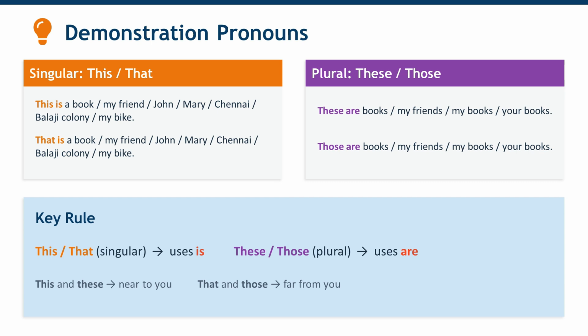These is used for things near to you. For example, these are books. These are my friends. Those is used for things far from you. For example, those are books. Those are my friends. Remember the key rule. This and that are singular, so they use is. These and those are plural, so they use are.